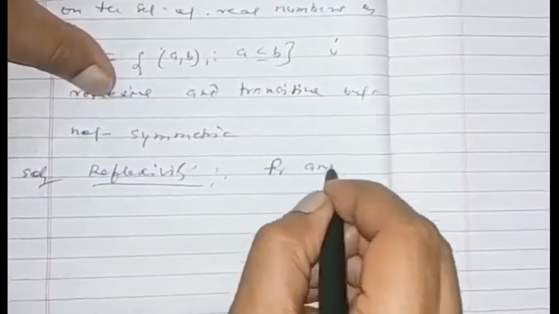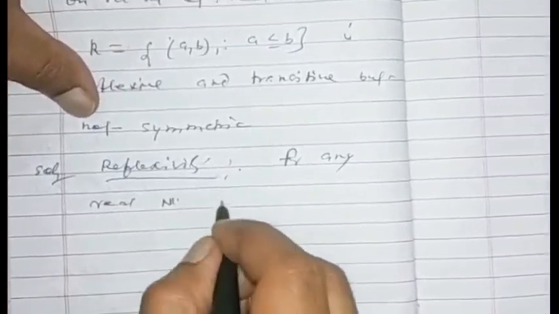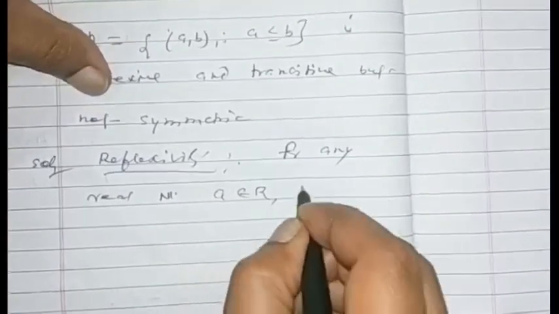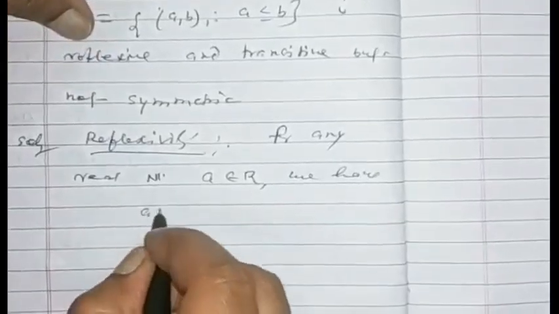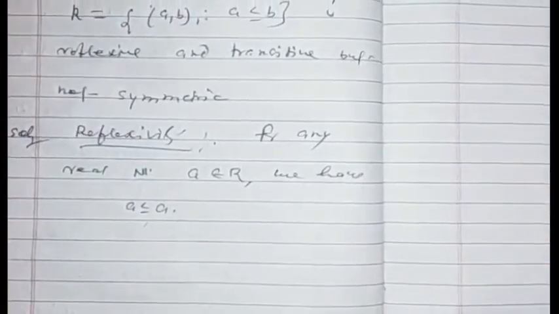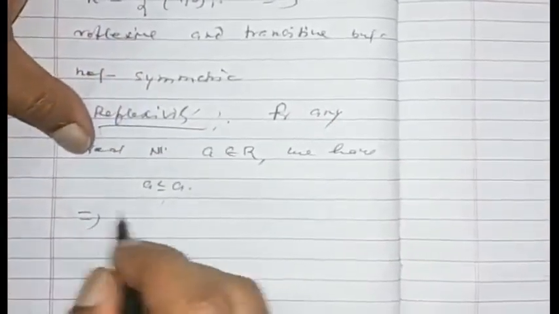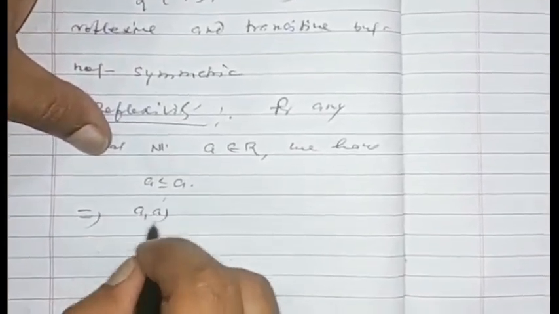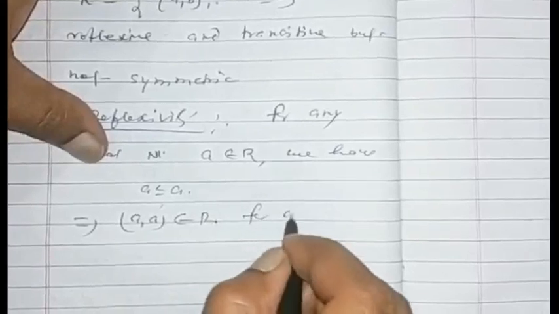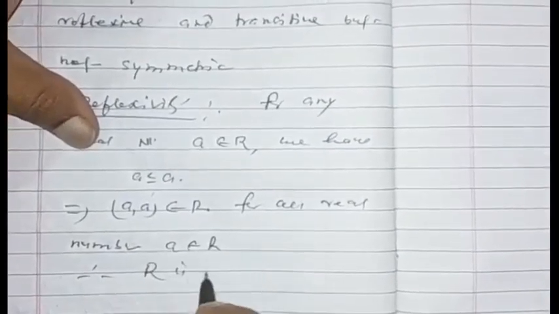For any real number a belongs to R, we have a less than or equal to a. It is possible: 1 is less than or equal to 1, 2 is less than or equal to 2, 3 is less than or equal to 3, and therefore this implies the ordered pair (a, a) belongs to R for all real numbers a, and therefore R is reflexive.